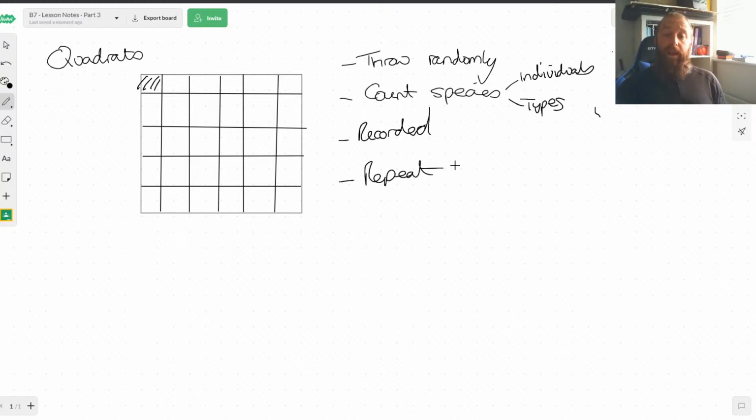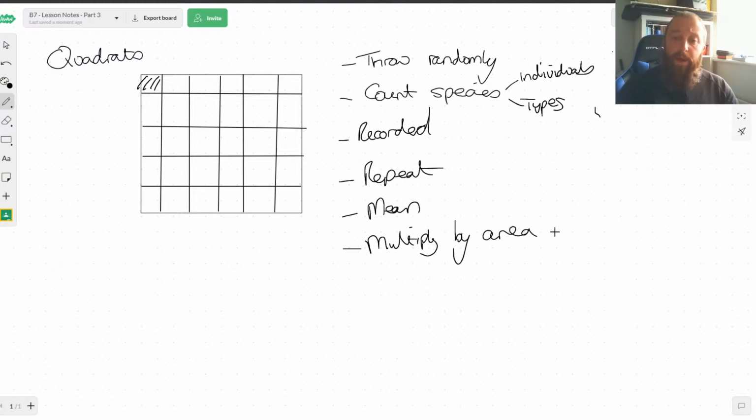Now, realistically, you would repeat as many times as you physically could, as you had time for, in different areas, different parts. So if it was a field or a woodland, you would do it in as many different varied areas as possible, still throwing it randomly, because then we can work out an average. So we would work out our mean, and then we could multiply by the area of the field. And in most cases, that works really well.